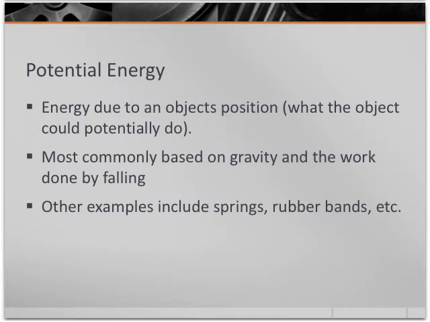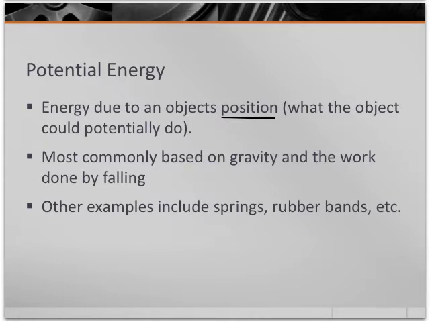First type of energy we're going to talk about is potential energy. Potential energy is energy due to an object's position, what the object could potentially do. The most common place you're going to see this is with gravity and the potential energy that something could have when it falls. If you're holding an object up high, the energy it's holding onto is its potential energy, and then when you let go, that energy gets converted into something else.